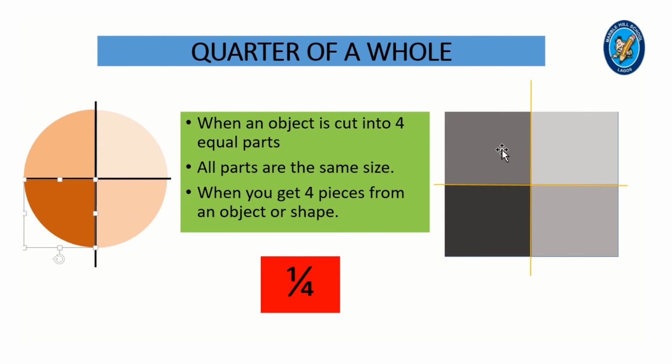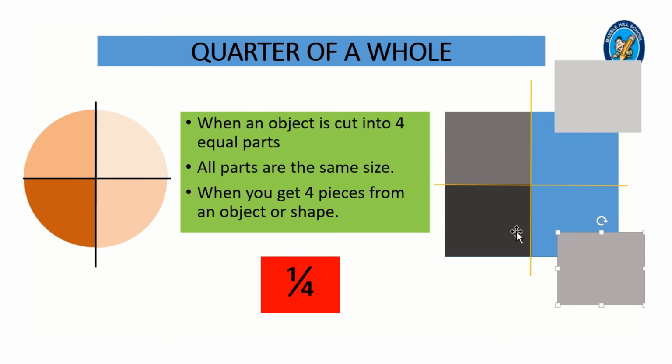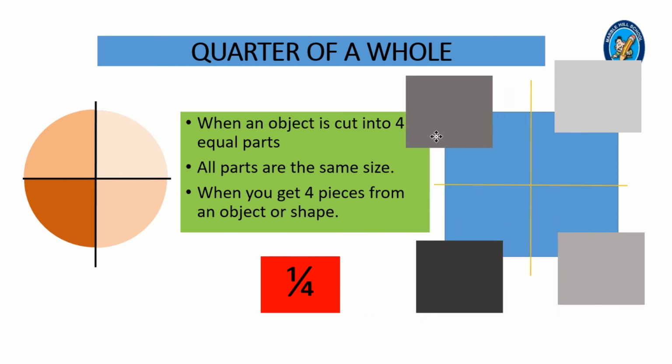So we're going to come here. This is a square, okay? And this square has been divided, just like the circle, into 4 equal parts. And I've used the yellow lines to divide it. So this is 1, 2, 3, 4. 4 equal squares that are the same size. Can you see? They're the same size that have come out of one big blue square. So let's put them back.